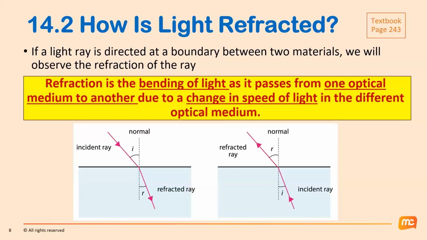Okay, so we move on to the definition of refraction. This can be found in the textbook. You need to know that refraction is the bending of light where it passes from one medium to another because of the change in speed of light.